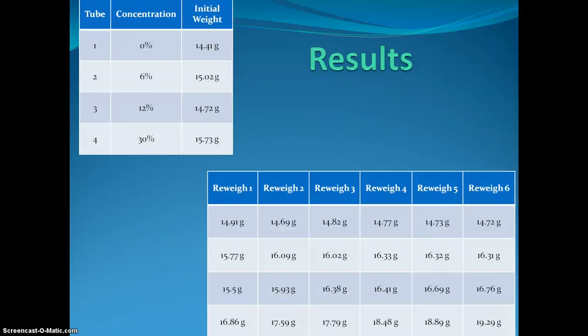And as the tables show, the fourth test tube, which had a sucrose solution concentration of 30%, had a high weight change from 15.73 grams to 19.29 grams. And that means that the most substance is passively diffused in this dialysis tube. And we can also examine this in the following graphs.